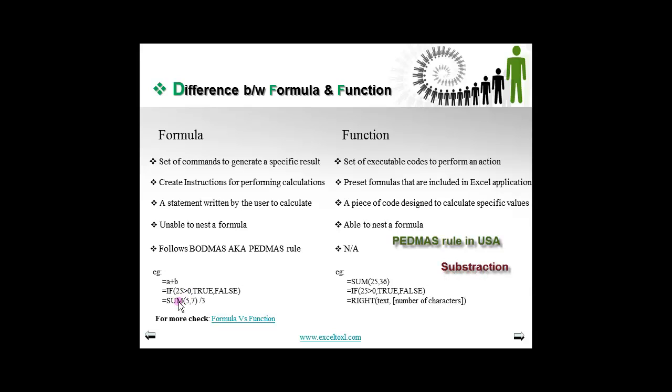And here in the sum 5 comma 7 divided by 3, sum is a predefined function, whereas divided by is a formula. The combination of formulas and functions will give results most of the time while doing reporting. Here also I have used the same function, sum, which is a predefined function: a set of executable codes to perform an action.